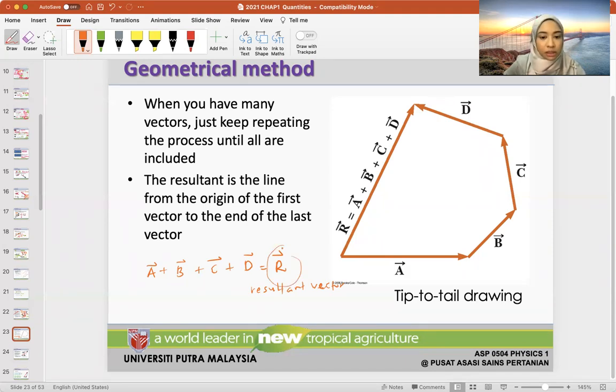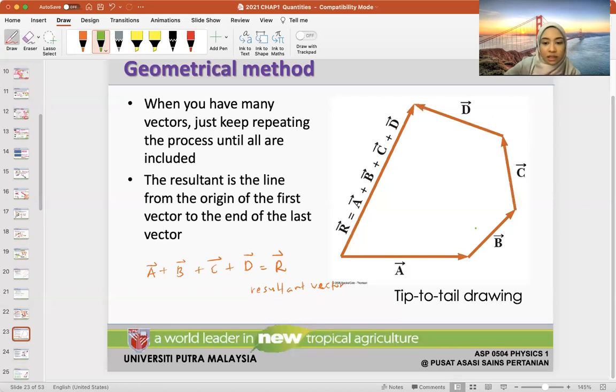But it does not mean you have to use R all the time. Sometimes you can write F vector, boleh, asalkan it means resultant. Okay, but let's just use R untuk bagi semua orang faham dulu. Kalau nanti nak mana-mana simbol lain boleh. Okay, so I have A, B, C, D. Use the tip to tail drawing. Let's do it together. So A, dia dah diberi.